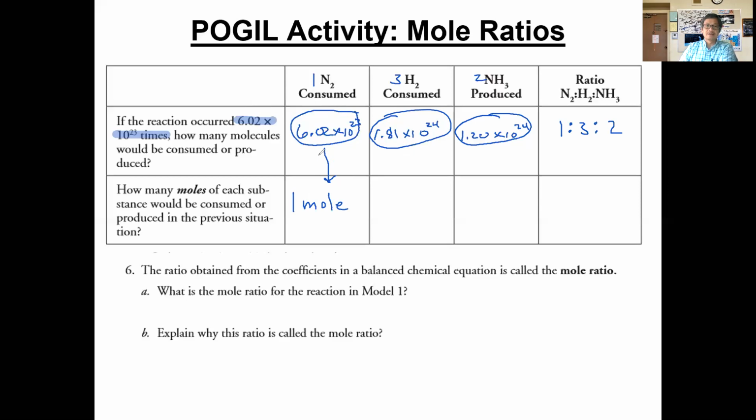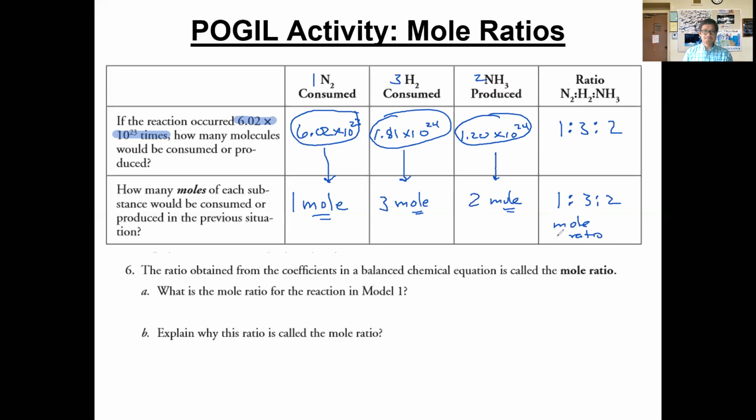This then represents, and so make sure you're able to do that conversion, okay? This represents 3 moles of hydrogen, and this represents 2 moles of ammonia, which gives us a ratio of 1 to 3 to 2 again. But this is what we call the mole ratio. Why? Because we are comparing the amounts of each one of these reactants and products in terms of the unit mole. Okay, and so this is what we refer to as the mole ratio.